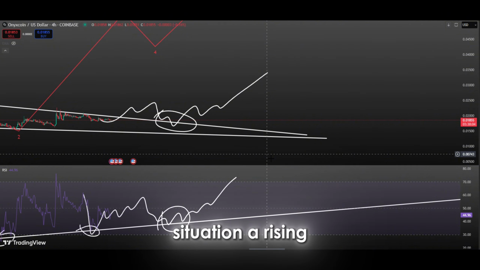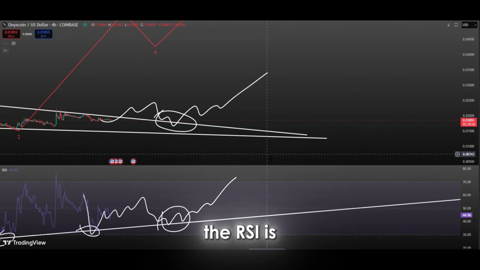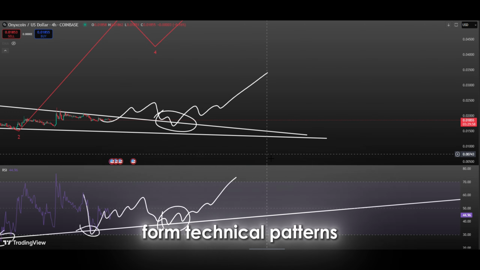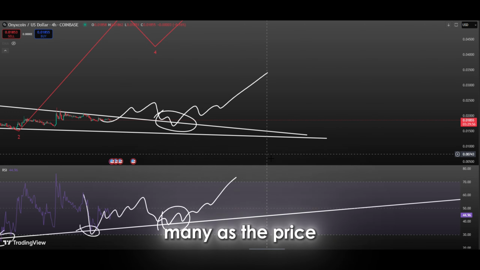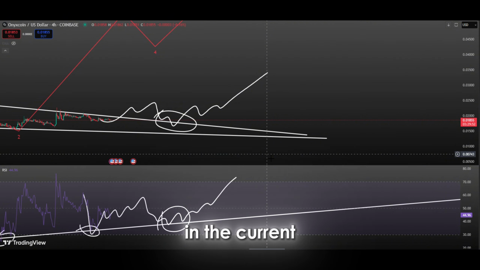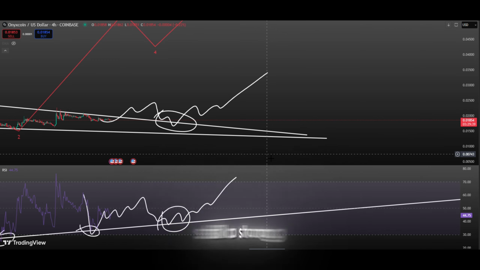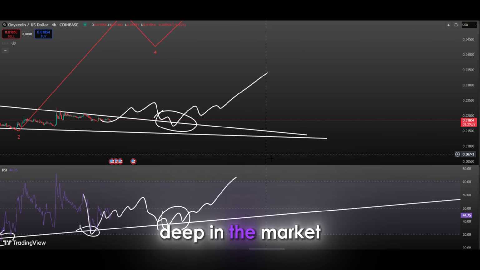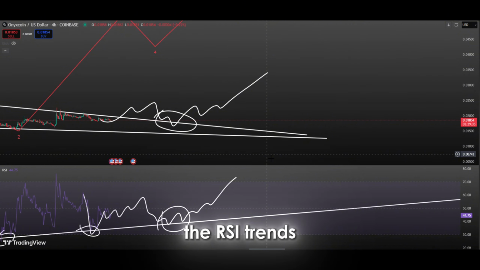In the current situation, a rising trend line observed on the RSI is a very positive signal for traders. The RSI can form technical patterns of its own, although not as many as the price, and these patterns often signal earlier than price movements. In the current technical outlook, the RSI is moving on a trend line with a clear upward bias. This trend line has been tested several times over time, and after each test, the RSI has reacted upwards and gained strength. This indicates that there is still a strong buying appetite deep in the market. We should check the RSI trends in the meantime.